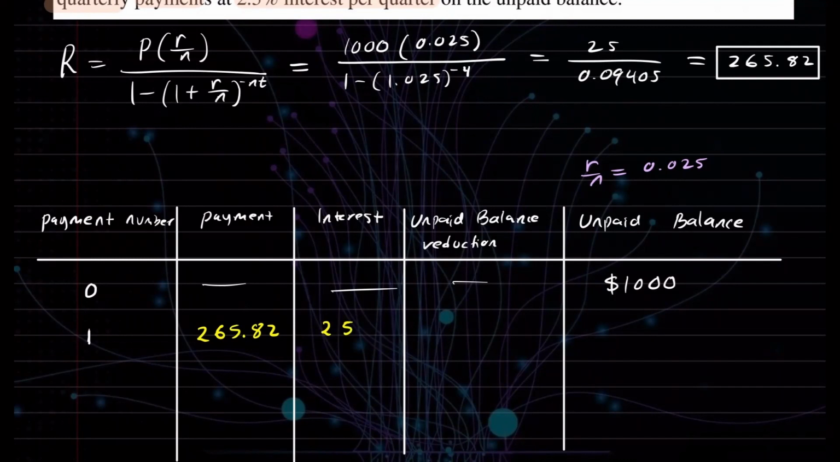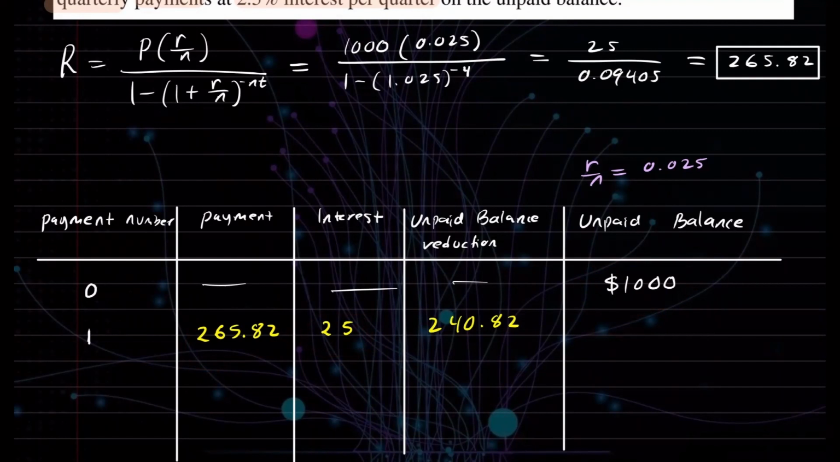And then reduction from the unpaid balance. So that means we take our payment amount, subtract 25, that tells you what goes here. That's the reduction on the unpaid balance. So we do 265.82 minus 25, and this will give us 240.82 cents. So that's how much we're going to subtract from our unpaid balance to get what will be the unpaid balance after paying off the first payment.